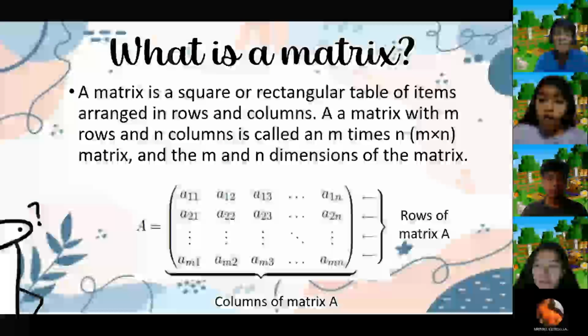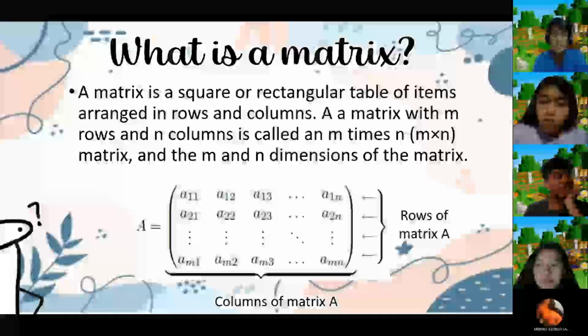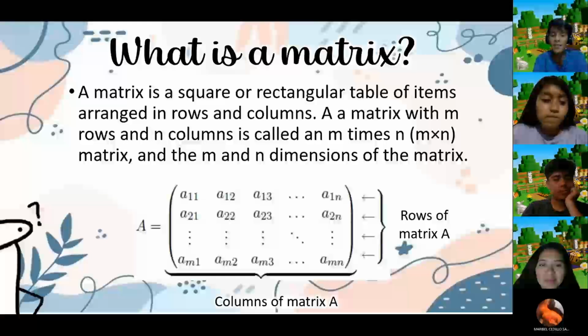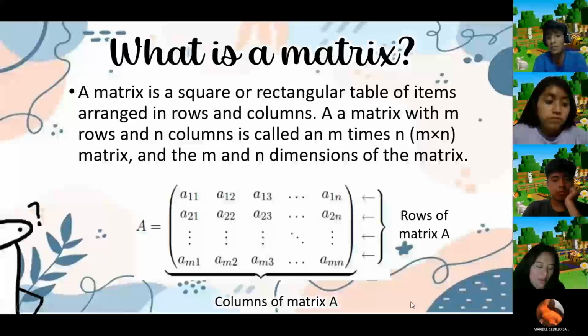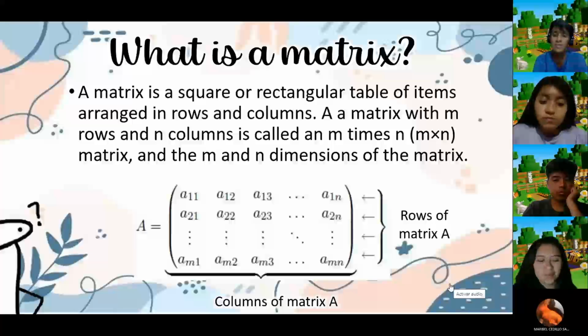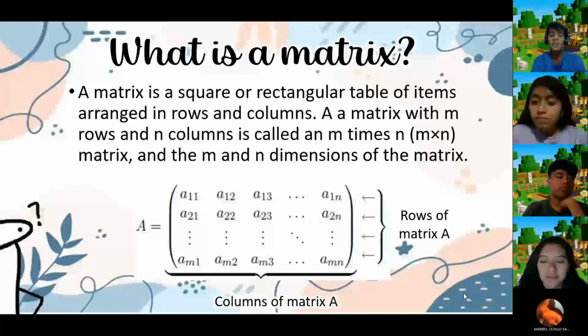What is a matrix? A matrix is a square or rectangular table of items arranged in rows and columns. A matrix with m rows and n columns is called an m times n matrix, and m and n are the dimensions of the matrix. An example is in the next picture.